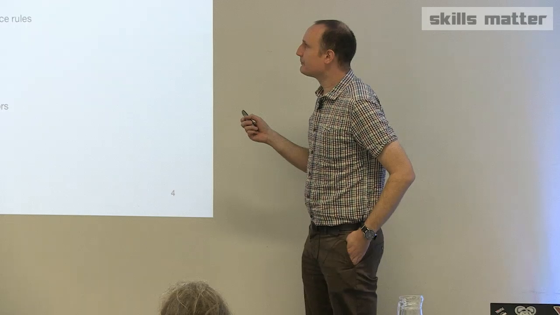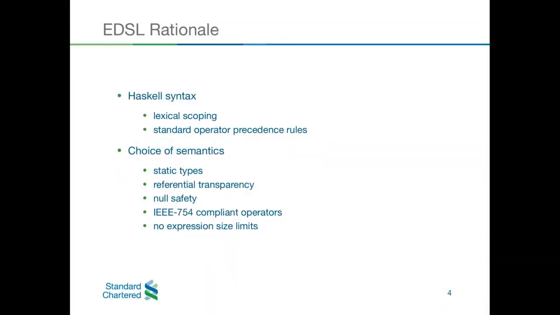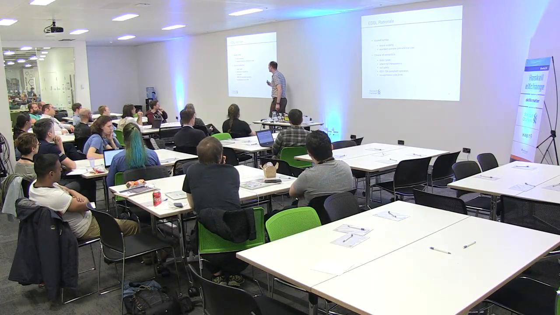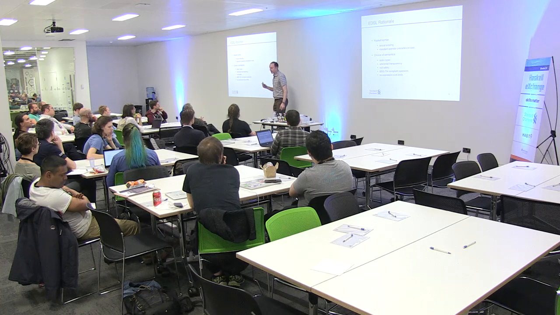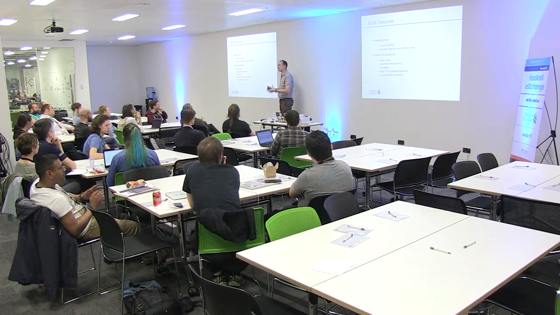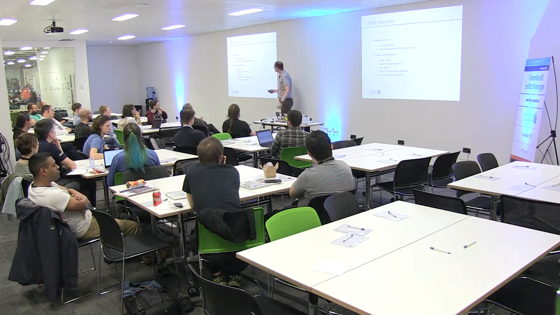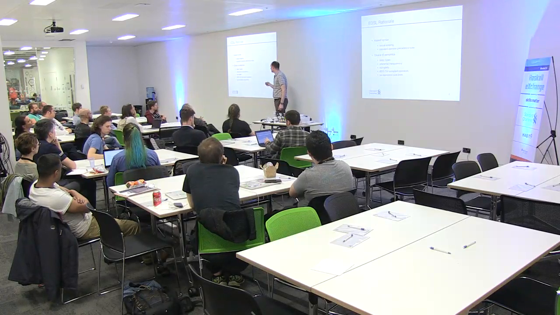So the rationale for the DSL. Why do I think this was a good solution, or why did I choose this solution? It was really that I wanted Haskell syntax. I didn't want to port this code manually. Writing in Q, I would lose lexical scoping. I would lose standard operator precedence rules. Q does not have those. That would mean I would be doing essentially manual transformations of the code, because the Haskell code made heavy use of closures, and that would have been tricky to do by hand.